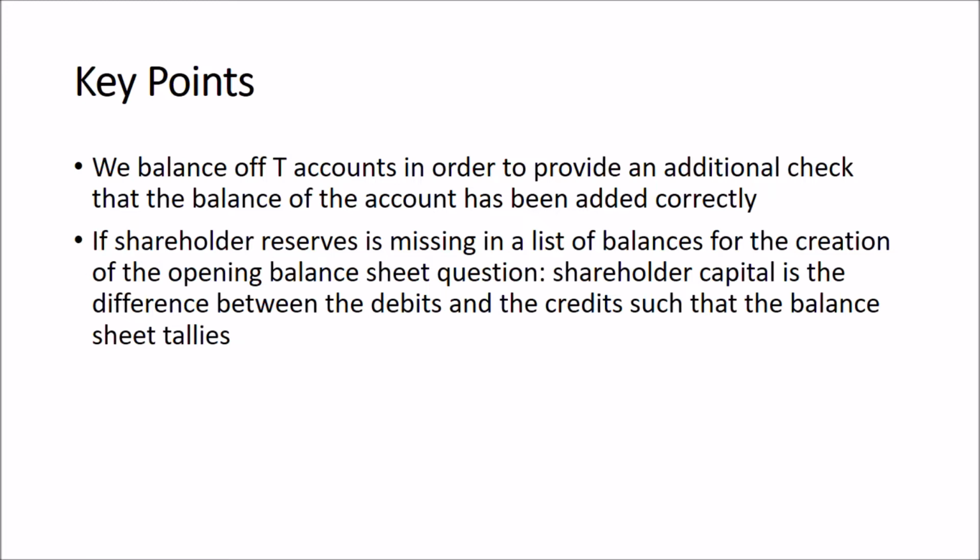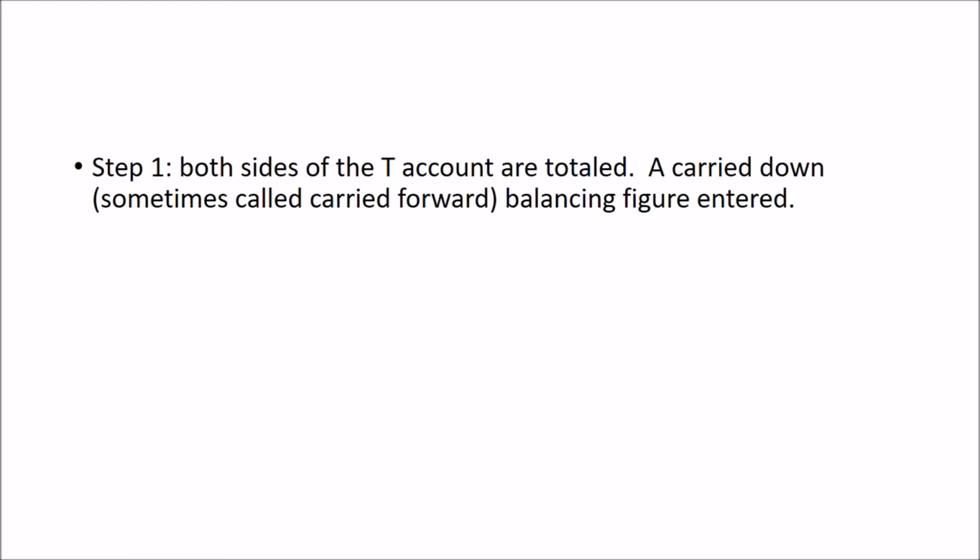So, at the end of an accounting period, a point where reports are produced from the accounts, the T accounts in the general ledger are balanced down for the purposes of determining the amounts in each account. To do this, step 1, both sides of the T account are totaled. A carried down, sometimes called a carried forward, balancing figure is put into the side of the T account that totals the smallest number, so that when the two sides are added together, both sides of the T account should add up to the same amount.